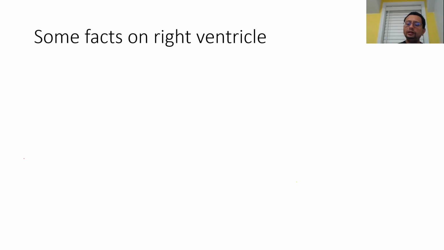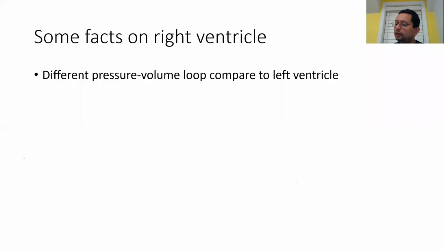Now we go to the right ventricle. What about the right ventricle? I hope you remember what I told you. The upper limit of normal is 5 millimeters. Anything that is above 5 millimeters for the right ventricle is abnormal. It has a different pressure-volume loop compared to the left ventricle.